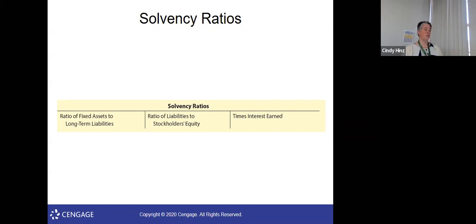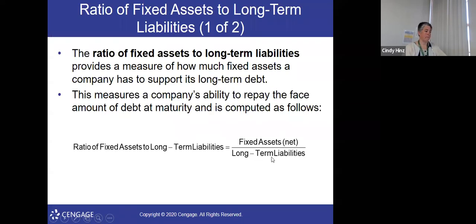Now in these first two ratios that you see here, we're looking at the balance sheet again, but different parts of the balance sheet. We're looking at the long-term picture here. And then the third calculation, times interest earned, is actually going to look at the income statement, not the balance sheet. So you may want to make a note of this calculation or formula.